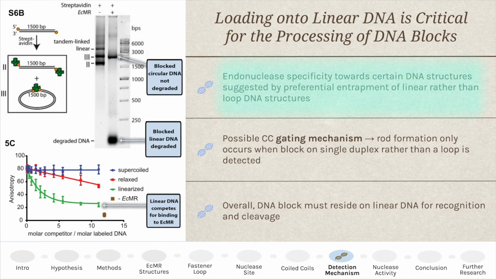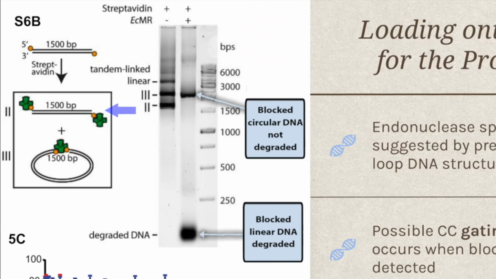Endonuclease specificity towards certain DNA structures is suggested by the preferential entrapment of linear rather than looped DNA structures. This was tested by observing cleavage patterns of a linear DNA fragment blocked by a streptavidin molecule at each end and a circular DNA structure blocked at both ends with one streptavidin. It was found that the addition of ECMR led to the degradation of the blocked linear DNA structure, represented by Roman numeral 2, and not the circular structure, represented by Roman numeral 3.